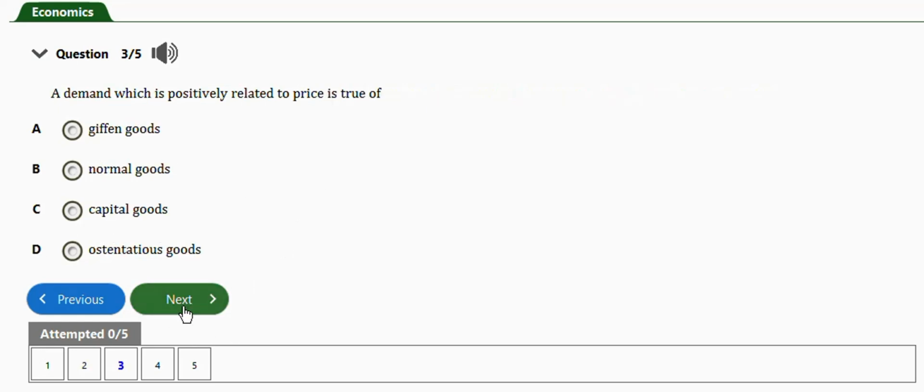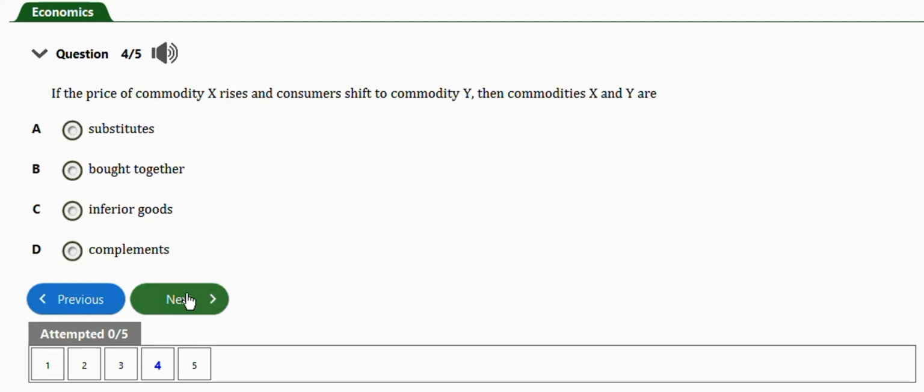Next question. A demand which is positively related to price is true for: given goods, normal goods, capital goods, ostentatious goods. Right answer is option A, given goods. Next question, it says, if the price of commodity X rises and consumers shift to commodity Y, then commodities X and Y are substitutes.